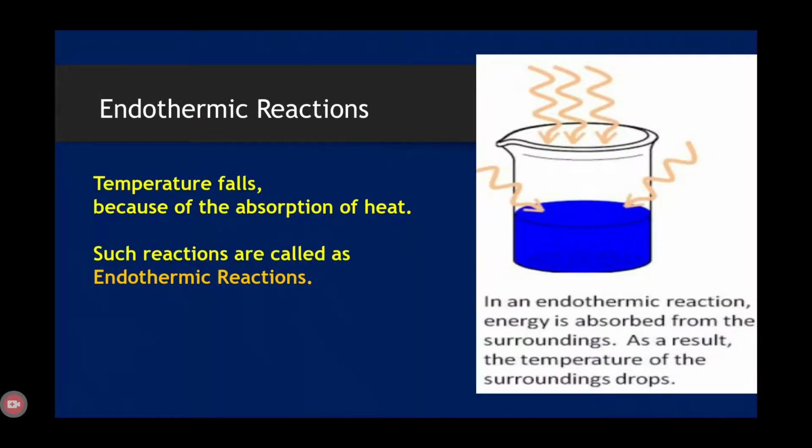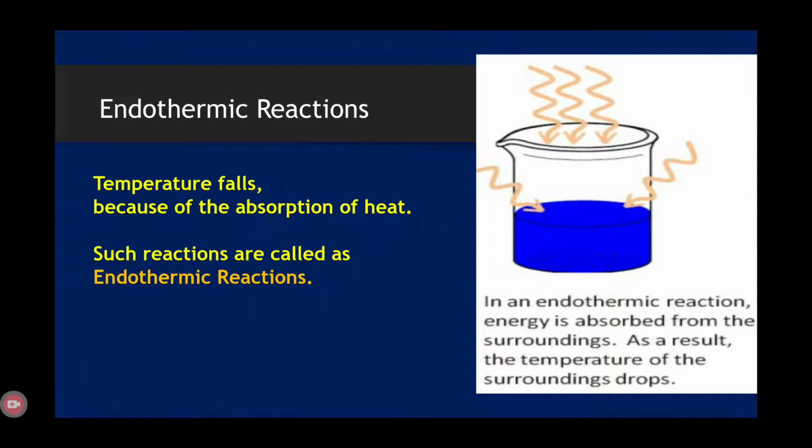Okay, let's understand that. There are two types of thermal reactions: endothermic reactions and exothermic reactions. Temperature falls because of the absorption of heat. Such reactions are called endothermic reactions. If it is an endothermic reaction, we can observe that temperature falls.